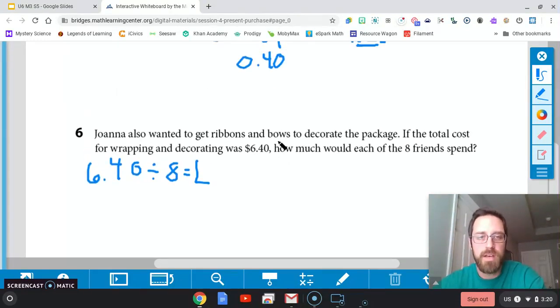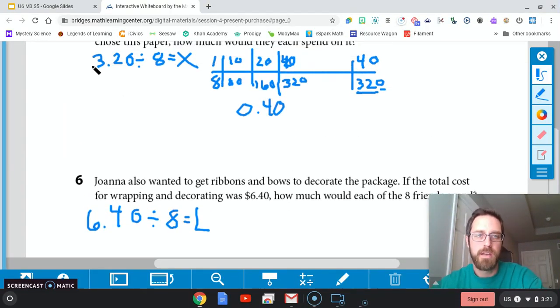Now, I'm going to scroll up and see if you can make a connection. Here we have $3.20 divided by 8. Here we have $6.40 divided by 8. So hopefully a flag's going up and you're like, oh, could we figure this out without even doing any work? Hopefully you realized and saw, hey, our dividend doubled. Our divisor stayed the same. So what happens to our quotient, our answer, if our dividend doubles and our divisor stays the same? If this was 40, what's our answer going to be then?